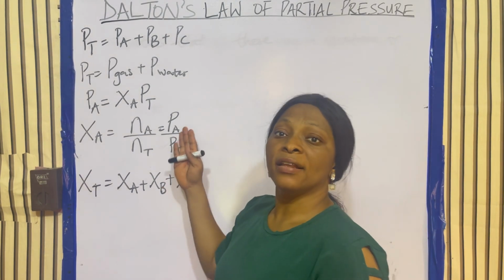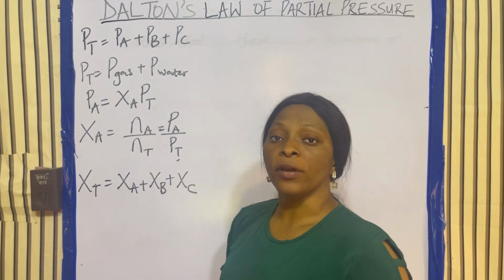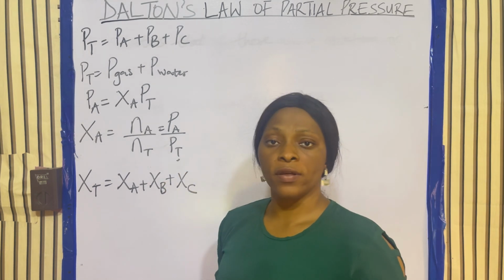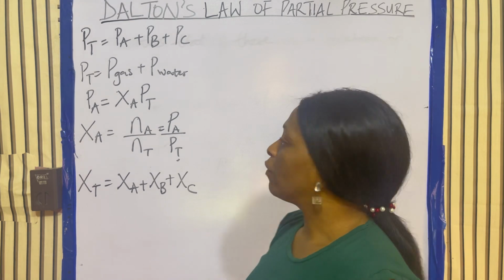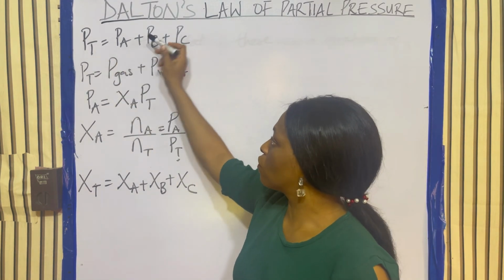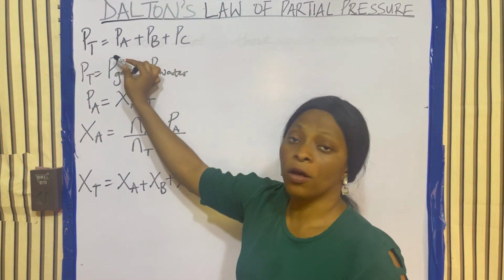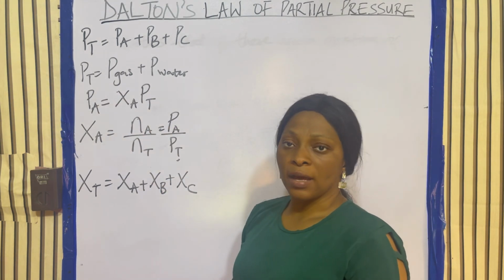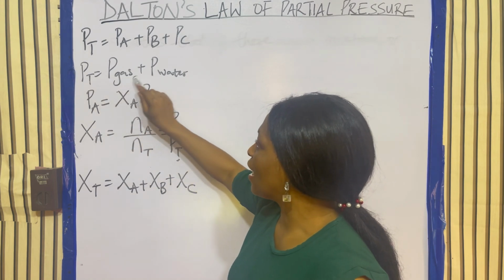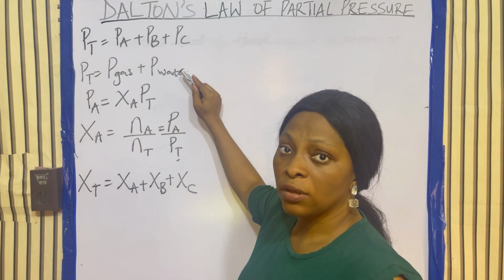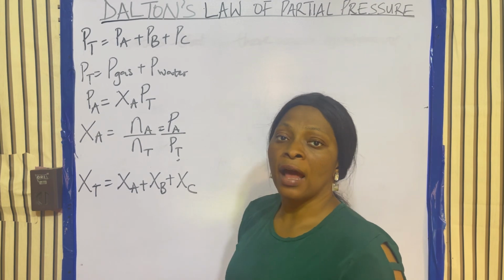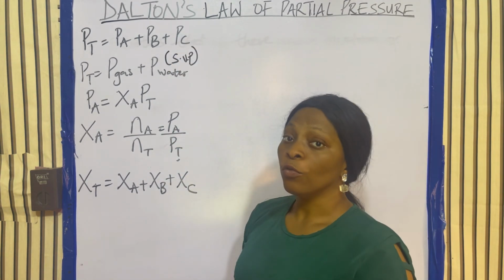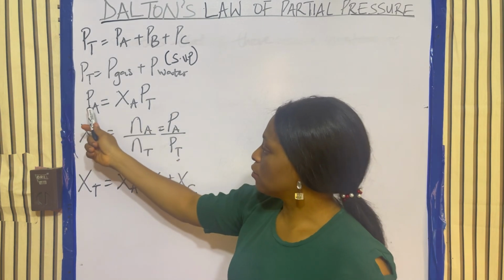Okay, so let's look at the following. These are the various formulas used in solving Dalton's law of partial pressure questions. The first one is P total is equal to the sum of the individual gases that make up that mixture. Then, if the gas is collected over water, P total will be P gas plus P water. Now, this P water is usually at SVP, that is saturated vapor pressure. We'll still meet the questions.